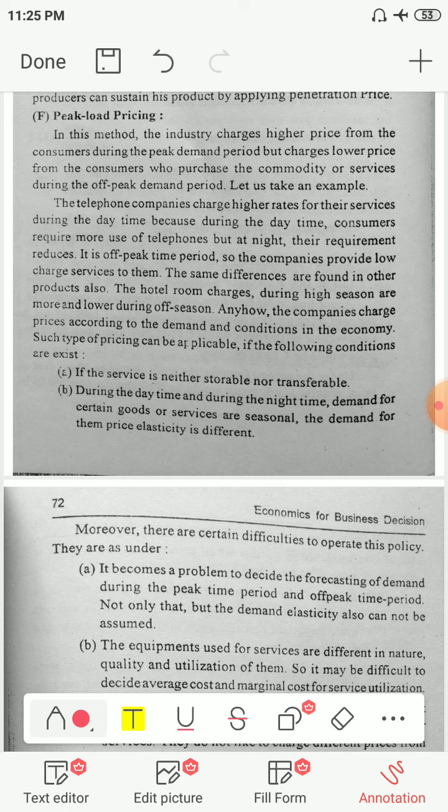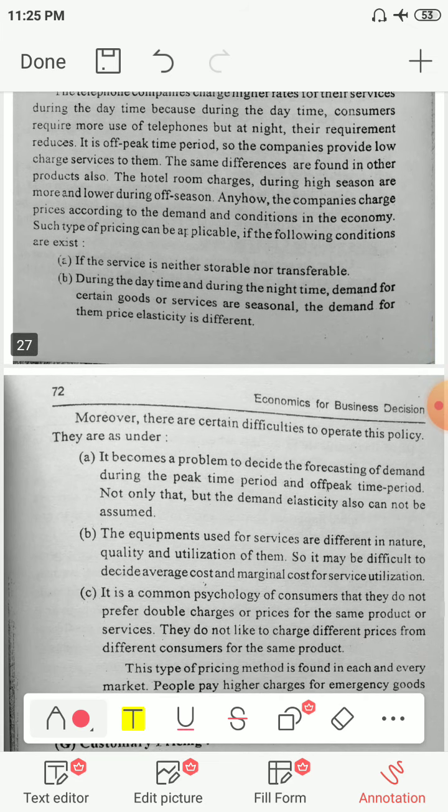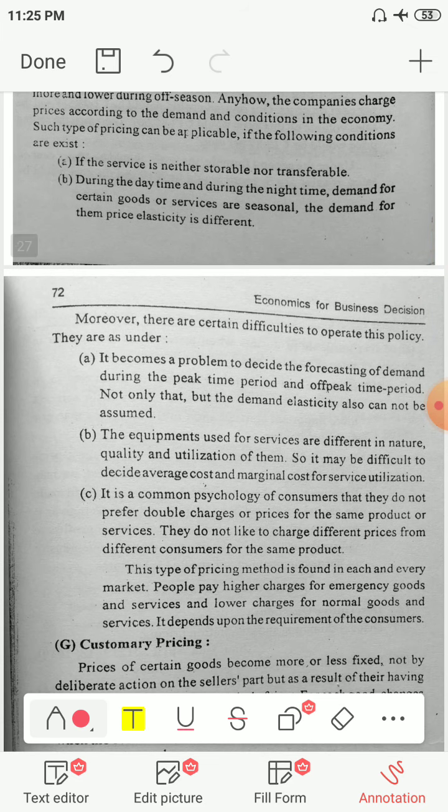The same differences are found in other products also. Hotel room charges during high season are more and lower during off season. Anyhow, the companies charge price according to demand and conditions in the economy. If high demand is there, high prices will be charged. If low demand is there, low price will be charged. Such type of pricing can be applicable if the following conditions exist. Now, for which product and in which condition can we go for peak load pricing? The conditions are given here.